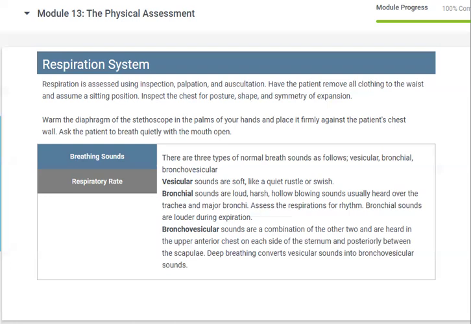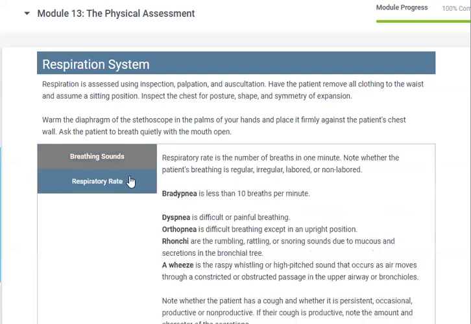Bronchovesicular sounds are a combination of the other two and are heard in the upper anterior chest on each side of the sternum and posteriorly between the scapulae. Deep breathing converts vesicular sounds into bronchovesicular sounds. Respiratory rate.